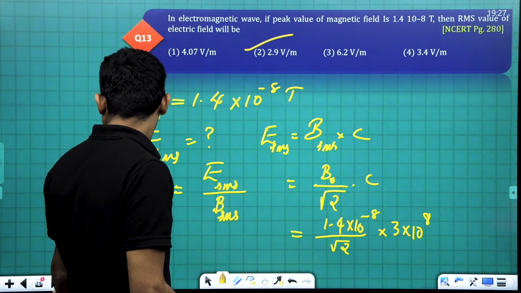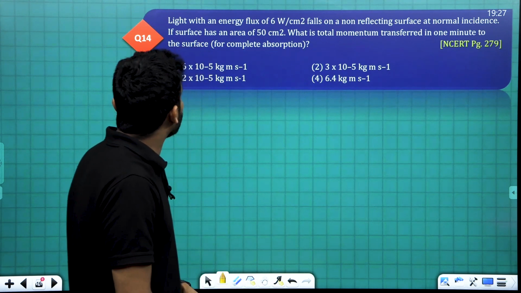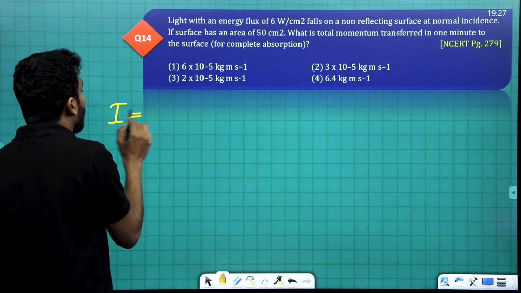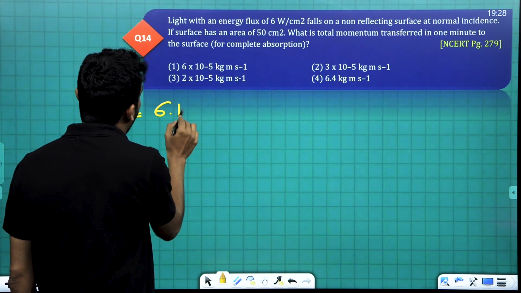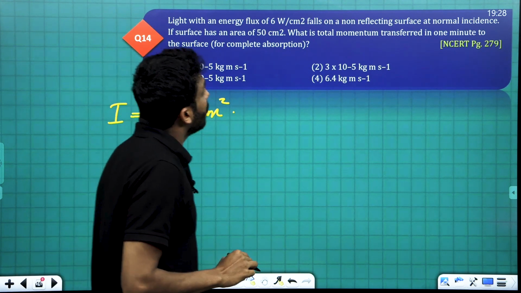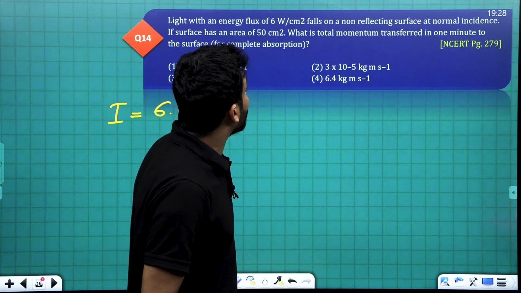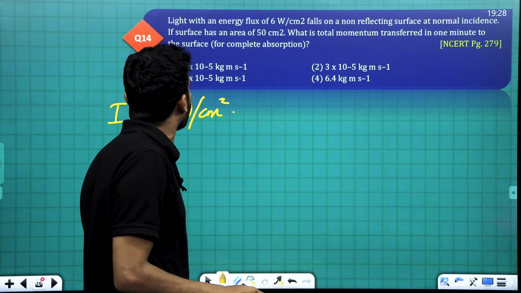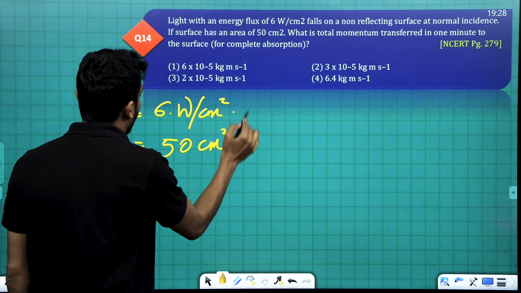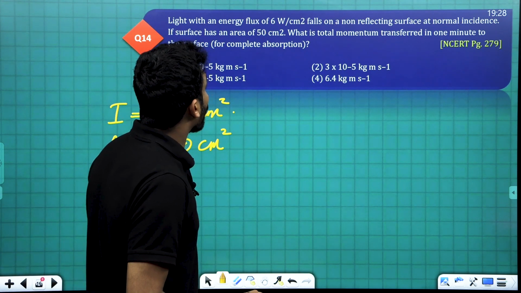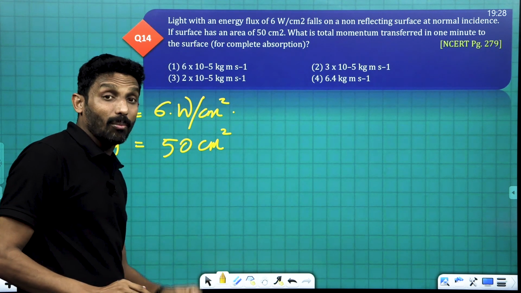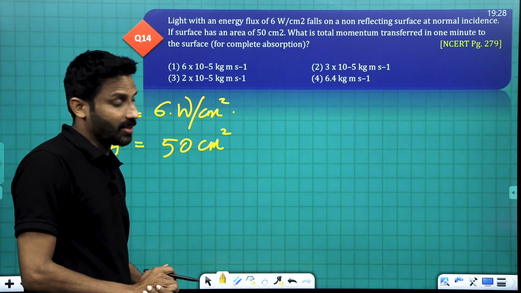Very good. Question 14: light with an energy flux of 6 watt per centimeter square. Energy flux is also known as the intensity, and it is 6 watt per centimeter square, not meter square, remember it. It falls on a non-reflecting surface at normal incidence. The surface has an area of 50 centimeter square. What is the total momentum transferred in 1 minute to the surface?